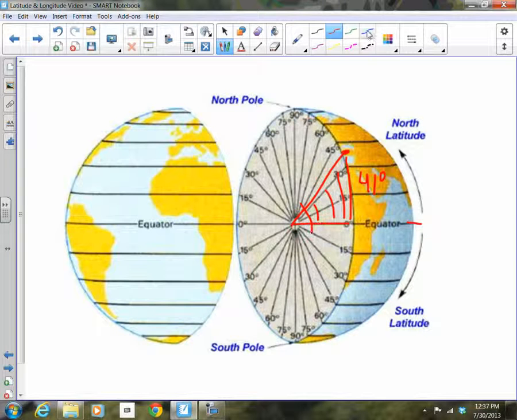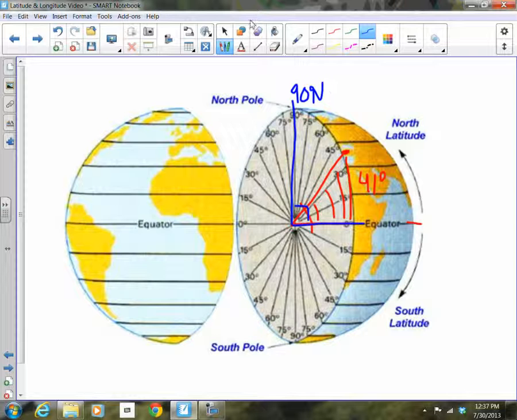Same thing is true at the North Pole. If you start at the North Pole and you dig straight down to the Earth's core and you come up at the equator, you'll see it forms a right angle, a 90-degree angle. And that's why the North Pole has a latitude of 90 degrees north.